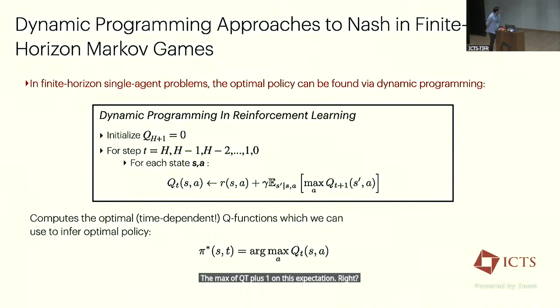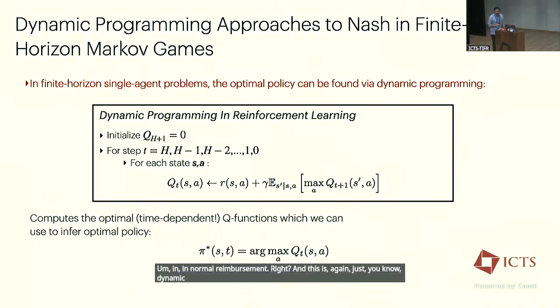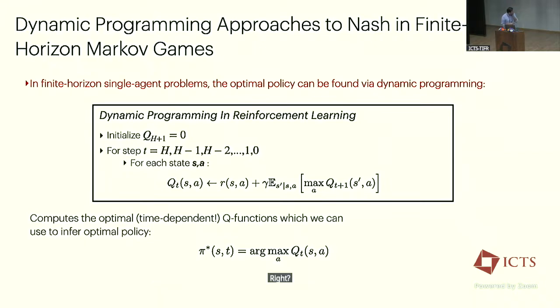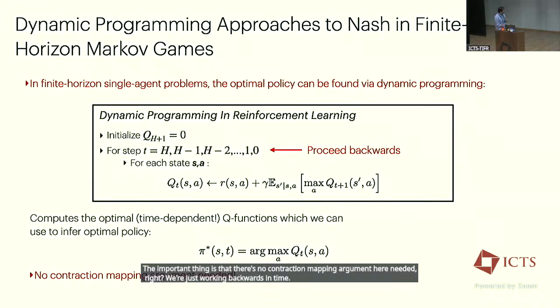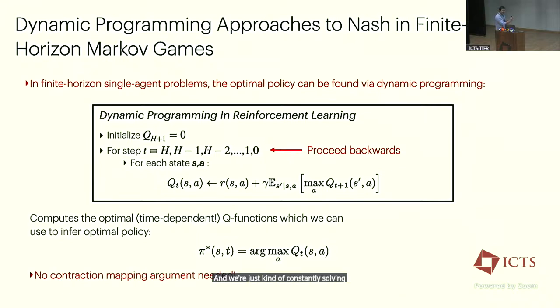And then for each state, we're just going to recursively update, given Q_{t+1}, the max of Q_{t+1} under this expectation, right? And again, this computes the optimal time-dependent Q function, which we can use to infer the optimal time-dependent policy in normal reinforcement learning, right? And this is again just dynamic programming if you've ever seen it. So you're proceeding backwards. The important thing is that there's no contraction mapping argument needed here, right? We're just working backwards in time, and we're just constantly solving this max, and all of the objects are well defined, and so we can just recurse.